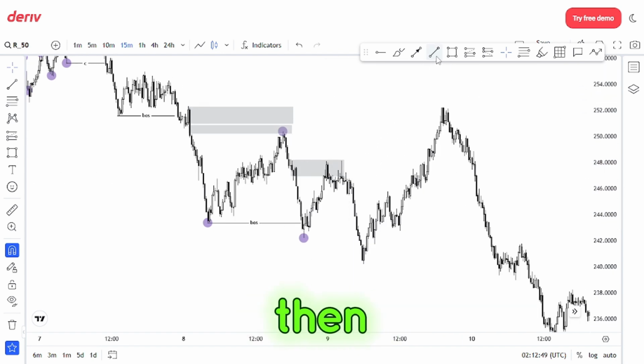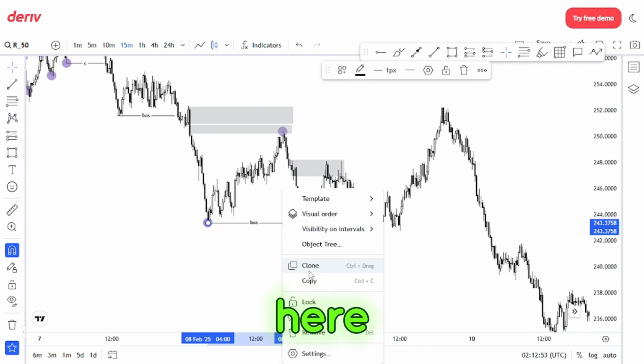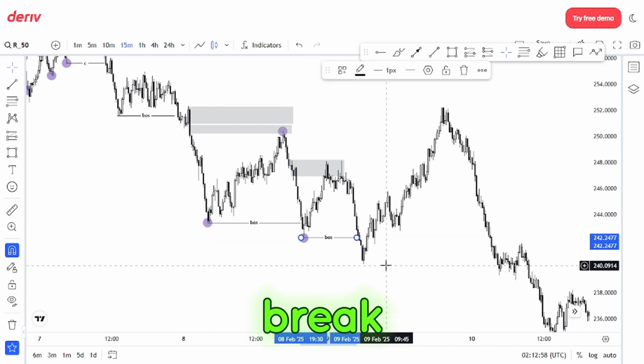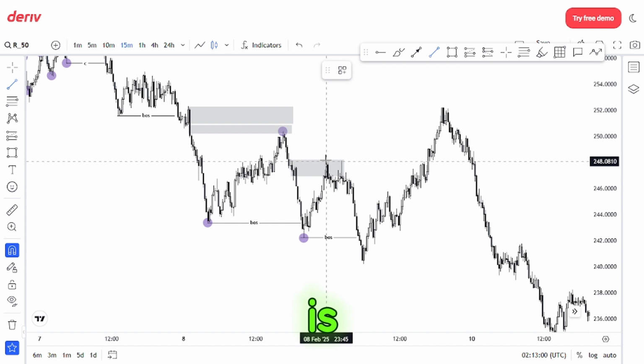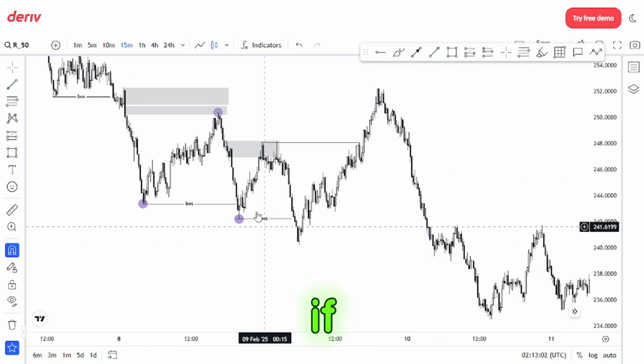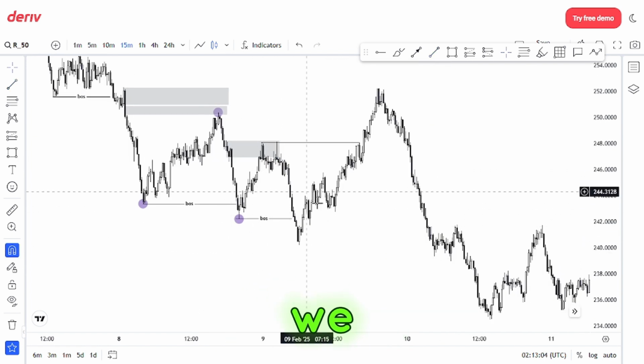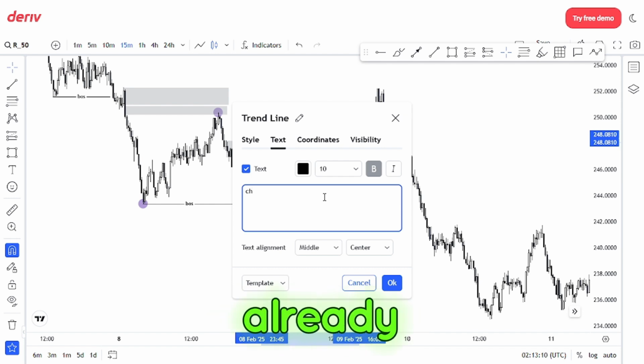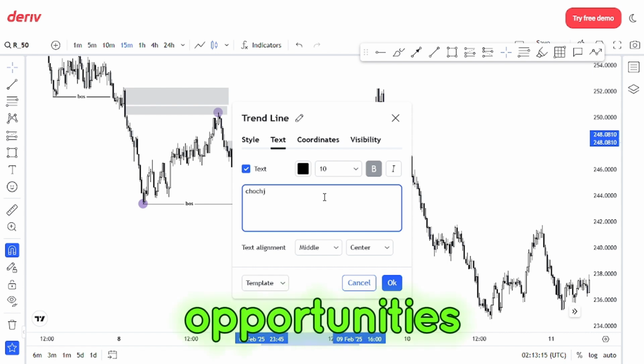Then we had another break of structure, which is this one here. Let me just clone it. So after this break of structure, we already know that this high is protected, this one here. If the market breaks it, it means that we have a change of character, but not long term, because we already know that on the higher time frame we are still looking for selling opportunities.